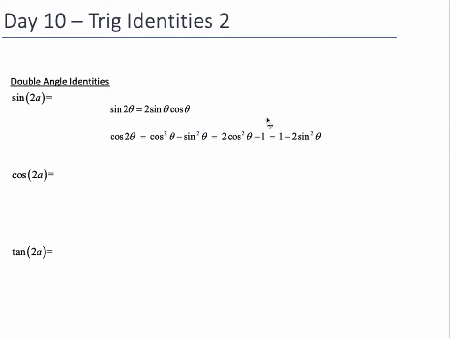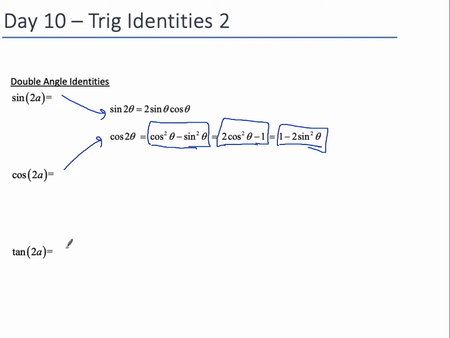Sine is pretty straightforward, as you can see. Sine 2 theta equals 2 sine theta cosine theta. But for cosine, you have three different options. If you know one of them, you can get the other two by substituting in the sine squared plus cosine squared equals 1 identity. You can use them in different cases. You want to pick the one that would make it easier than the others.